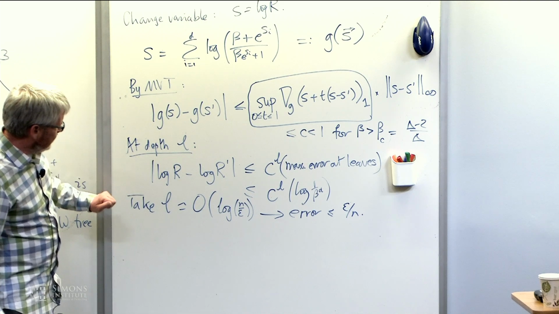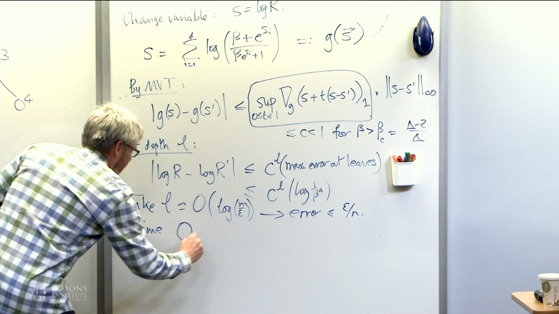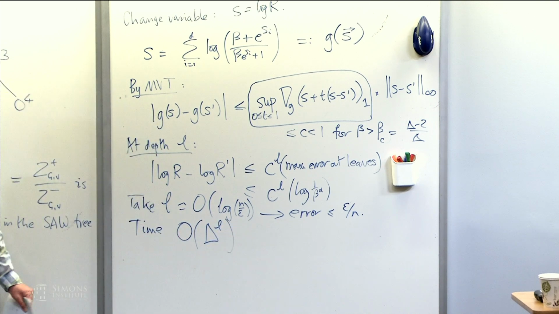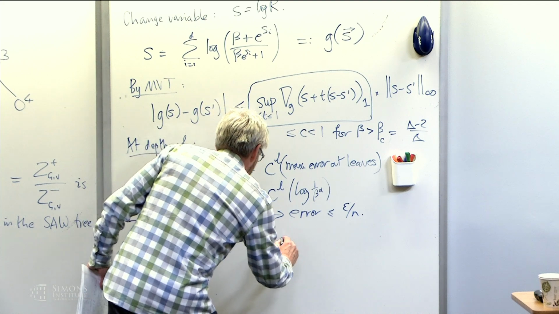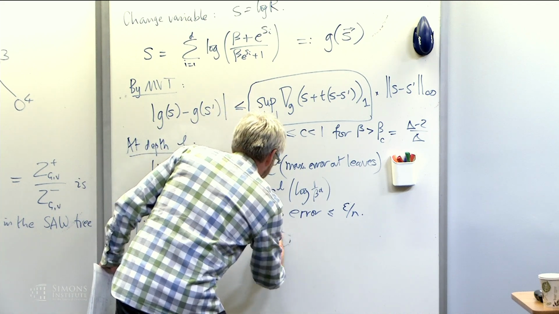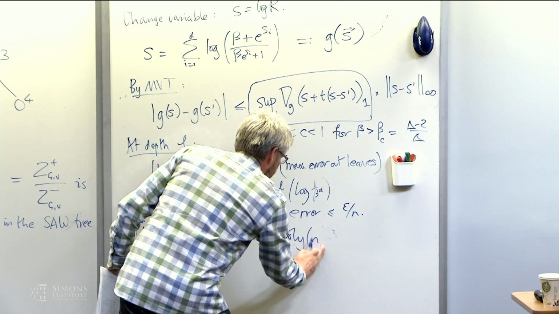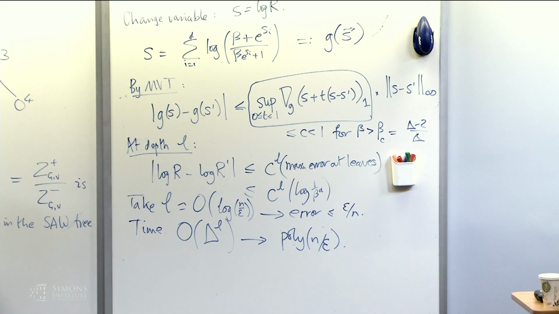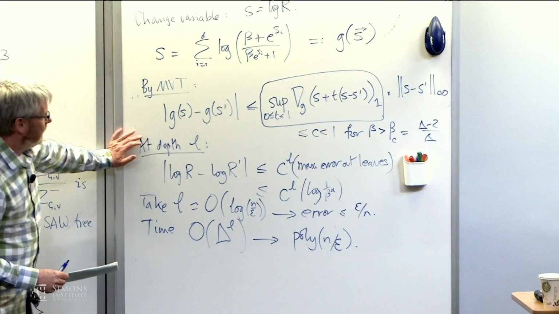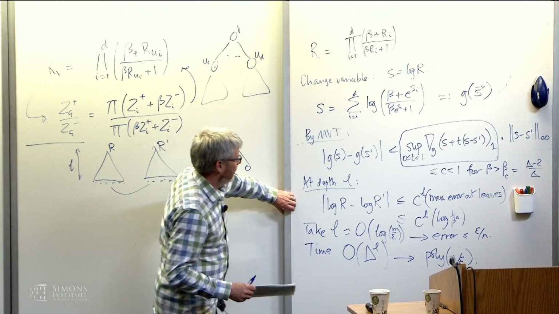And the running time will be delta to the L, because I'm cutting off my recursion at depth L, and this is a graph of bounded degree delta. So this will certainly be polynomial in n and 1 over epsilon. All right, so I guess I need to do one computation, which is this one.